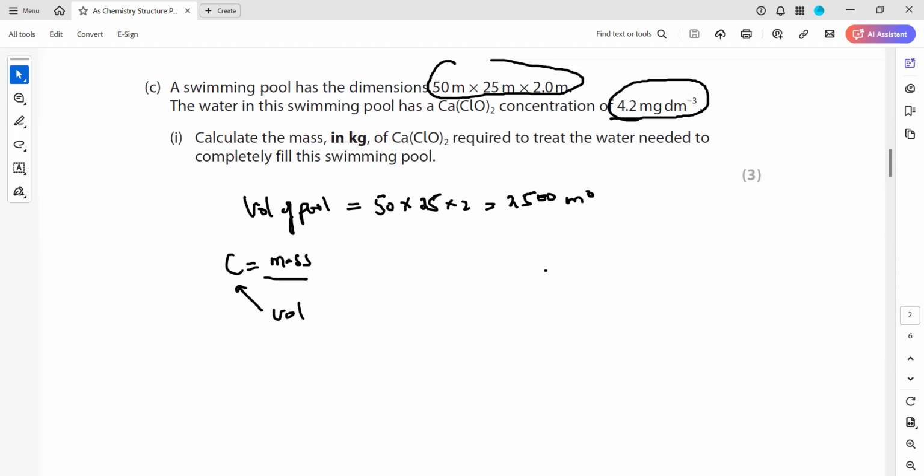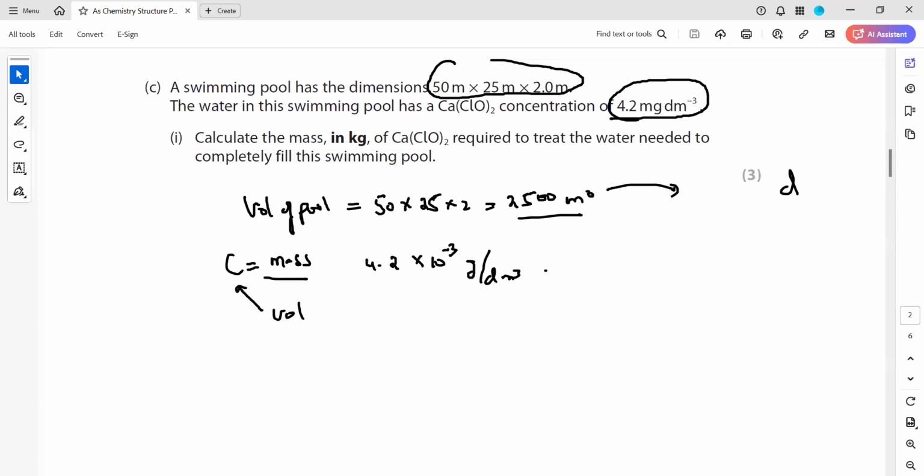So we can convert this. It will be equal to 4.2 milligram. Milli means 10 to the power minus 3. So 4.2 times 10 to the power minus 3 will become grams per decimeter cube. I did not convert the unit of the volume; I keep it in dm cube. And 2500 meter cube, because when we want to cancel out, we should have the same unit. 2500 meter cube, I want to convert into dm cube.